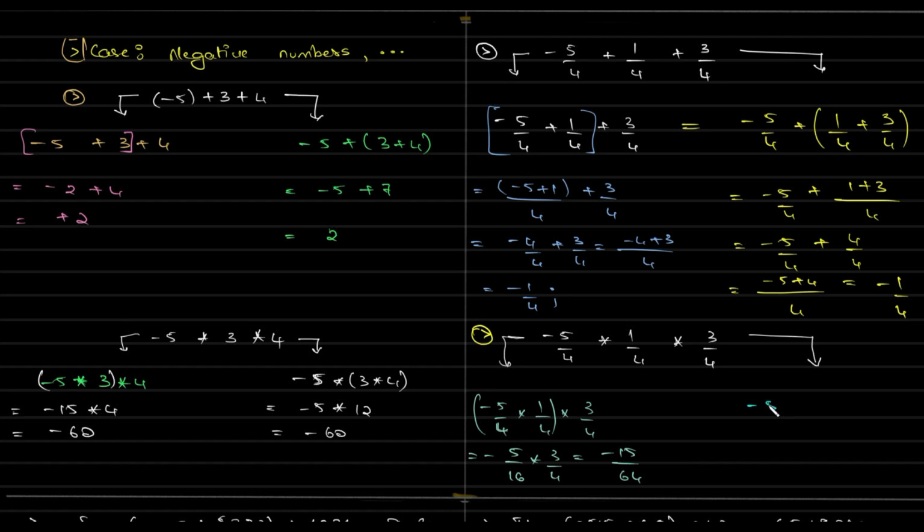Okay, negative 5 by 4 into 1 by 4 into 3 by 4. So we'll associate 1 by 4 and 3 by 4. So negative 5 by 4 into 1 into 3 is 3, 4 into 4 is 16. So the final answer is negative again, 5 into 3 is 15 by 64. You can see again it resulted in the same thing, right?